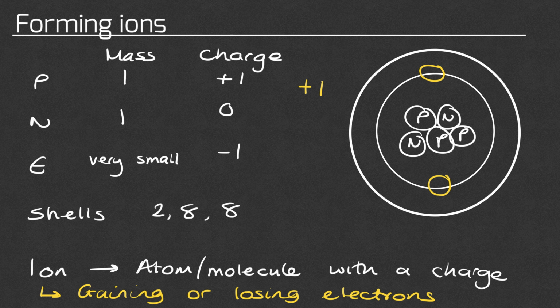This is the only way to form an ion. We can form an ion by either gaining electrons and having a negative charge, or losing electrons and having a positive charge.